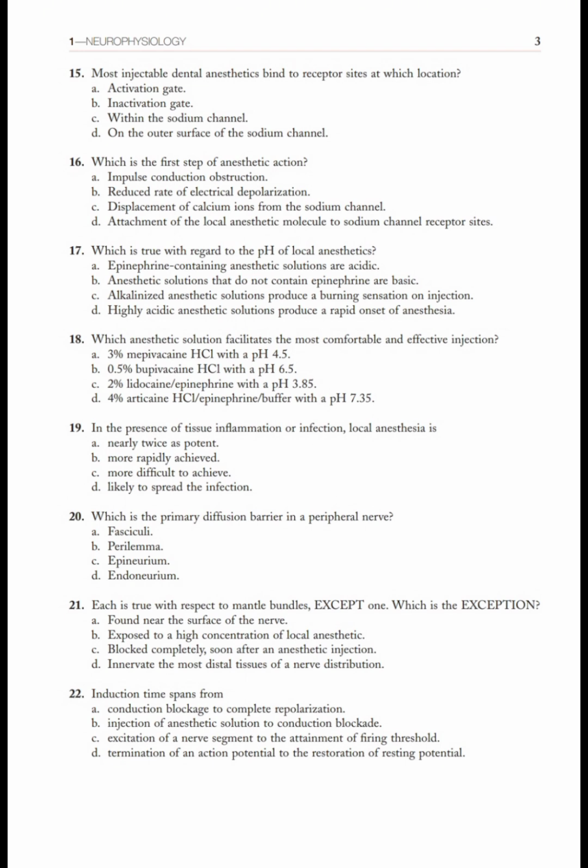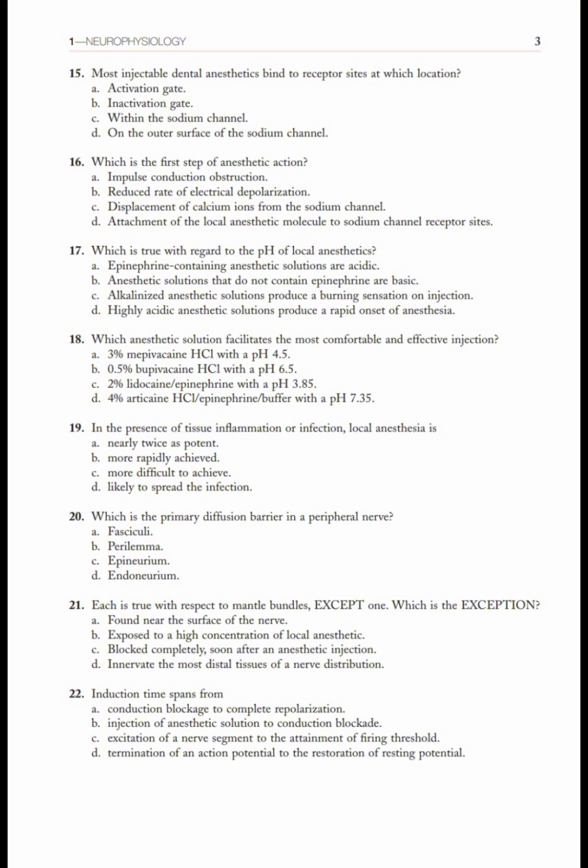19. In the presence of tissue inflammation or infection, local anesthesia is A. nearly twice as potent. B. more rapidly achieved. C. more difficult to achieve. D. likely to spread the infection. The answer is option C.